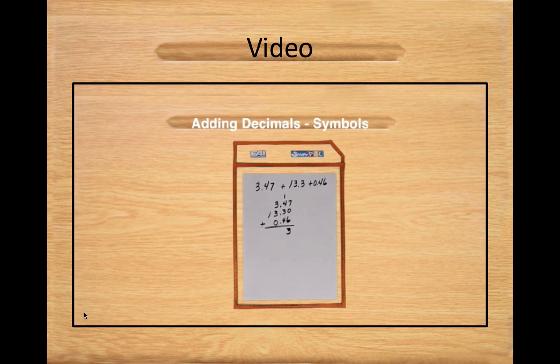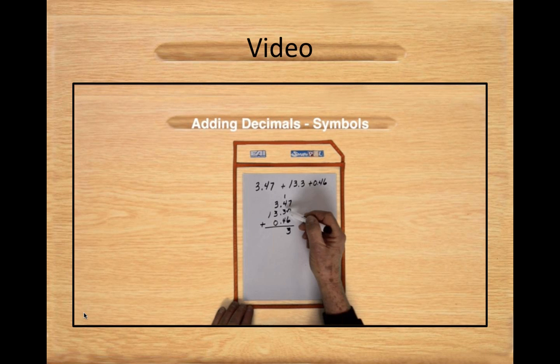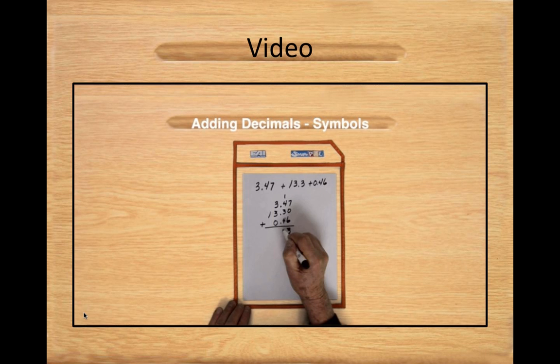Now I add my tenths. I have 4 tenths, and 3 tenths is 7 tenths, and 4 tenths is 11 tenths, and 1 tenth, the new tenth, is 12 tenths. Again, as we did before, I leave 2 of the tenths here, and I trade in 10 of the tenths for a new 1. And I put my decimal point to show that my work with my decimals is over.